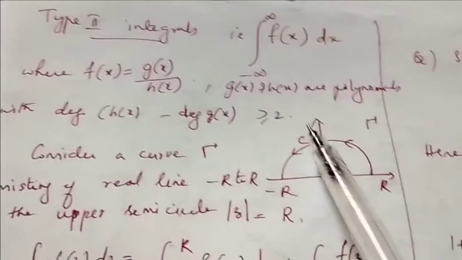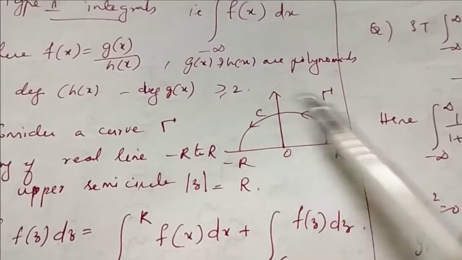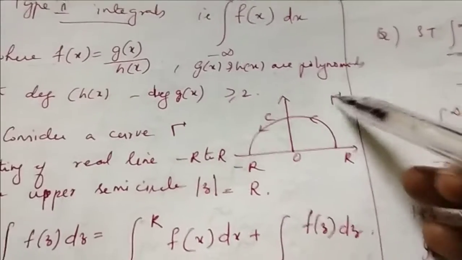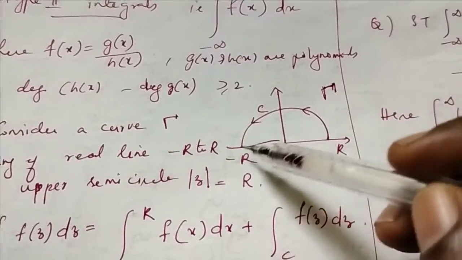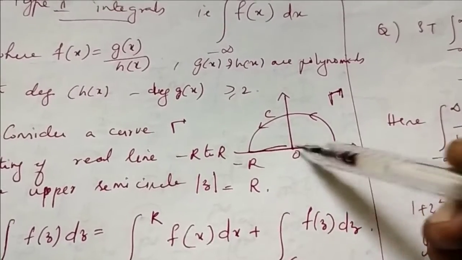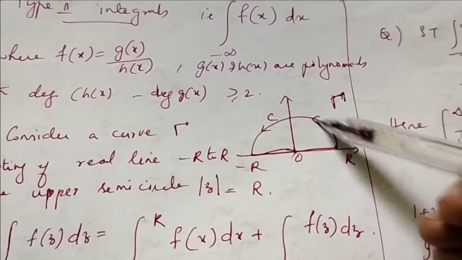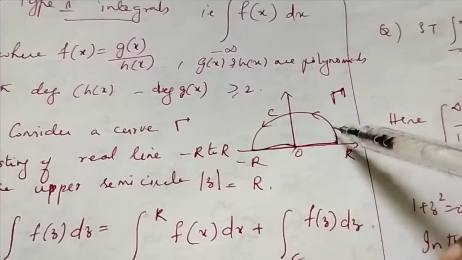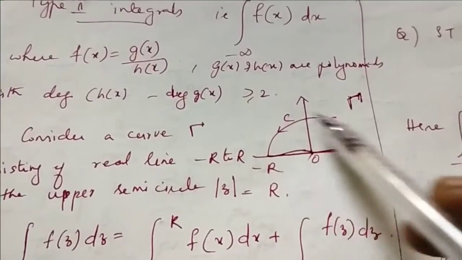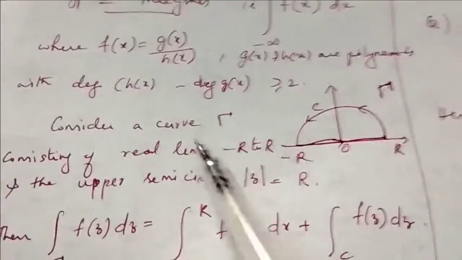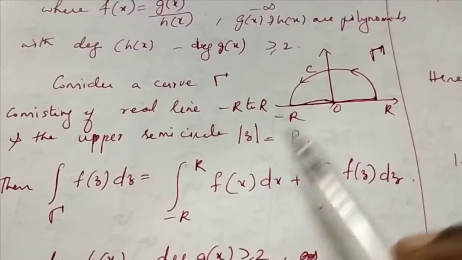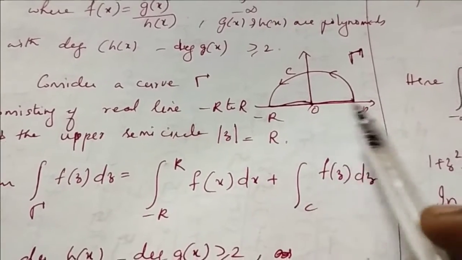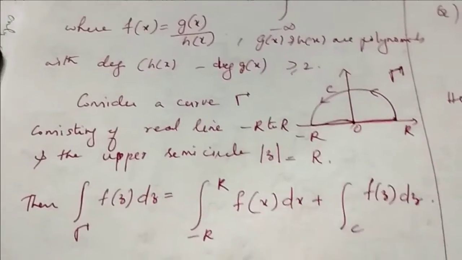So in this case, consider a curve gamma which consists of the real line from minus r to r, and this upper semicircle C. Okay, this is the part of a circle. So consider the curve gamma, the real line from minus r to r and the upper semicircle, whose radius is r, so mod z is equal to r.